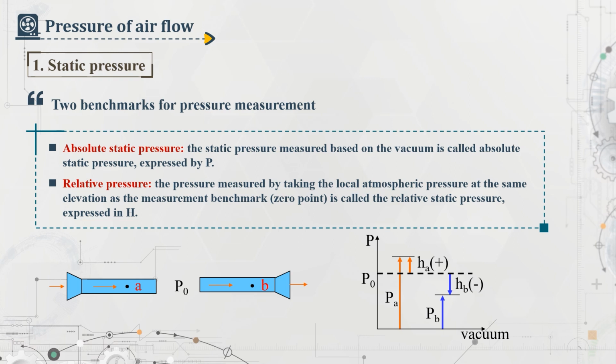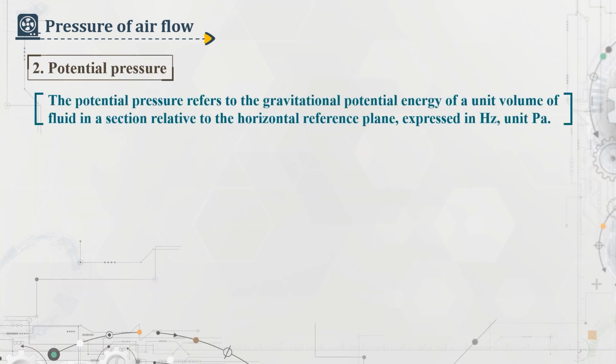expressed in H. The potential pressure refers to the gravitational potential energy of a unit volume of fluid in a section relative to the horizontal reference plane, expressed in Hc, unit Pa.